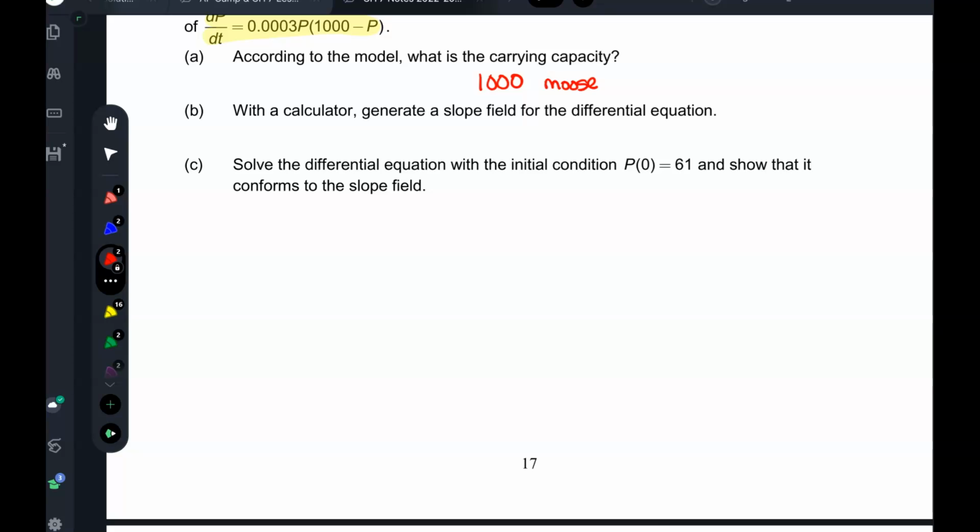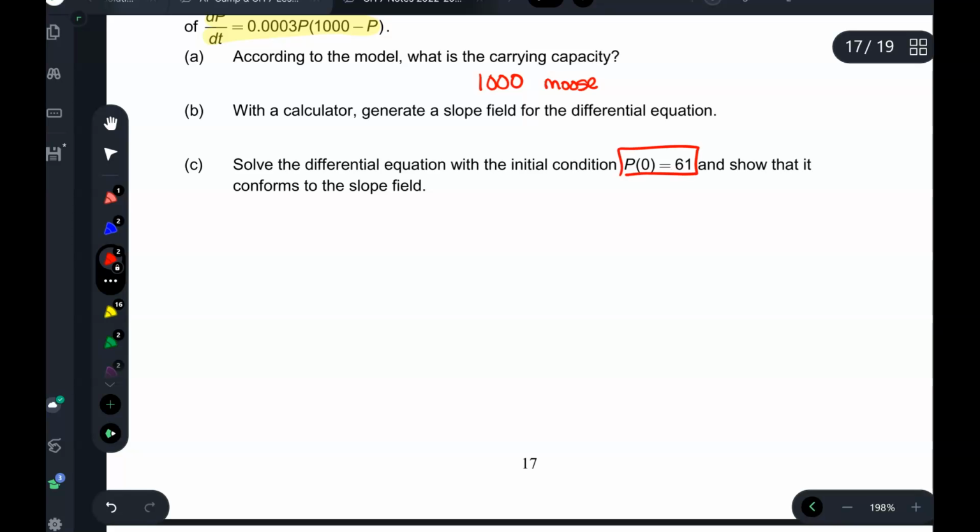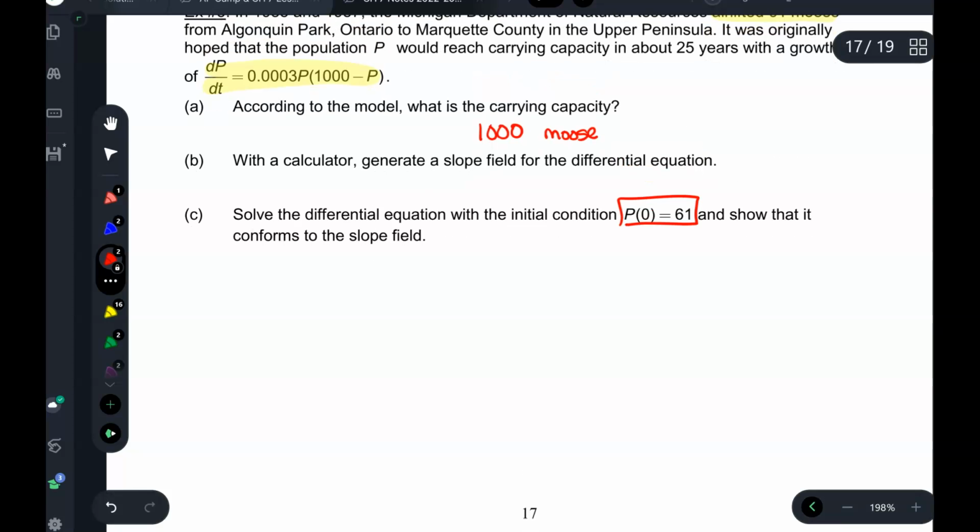Solve the differential equation with P of 0 equals 61. Okay. So, remember this thing that we're starting with here? This is probably the last thing we'll get to today.